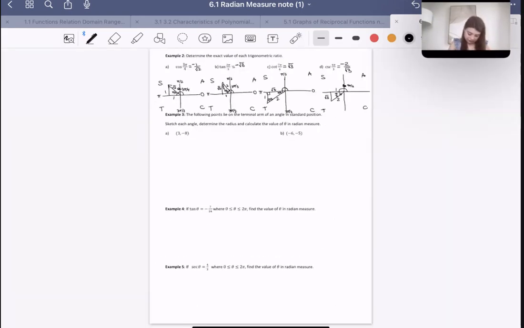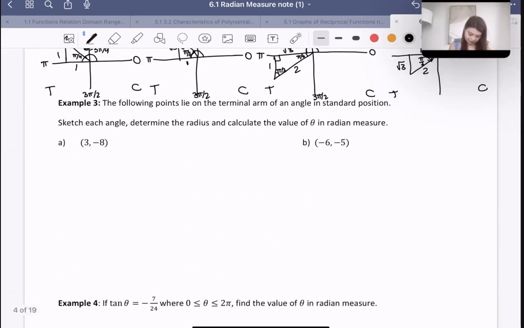Okay, let's do example 3. Example 3 says, the following points lie on a terminal arm of an angle in standard position. Sketch each angle, determine the radius, and calculate the value theta in radian measure. Okay, so let's do it. Let's start with this one here, 3, -8. So that's going to look like that. And here we have 3, and here we have -8.